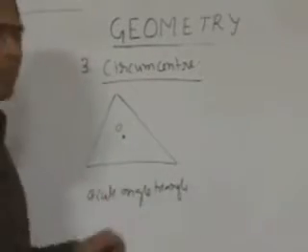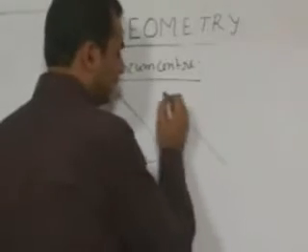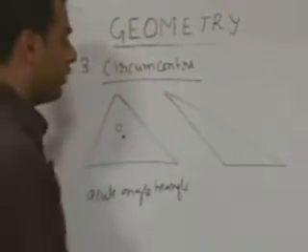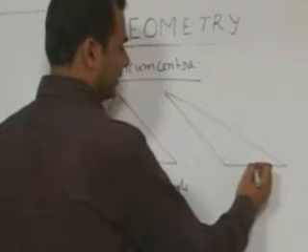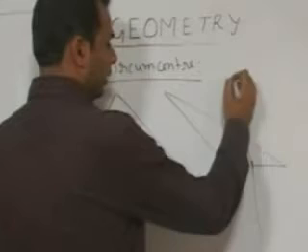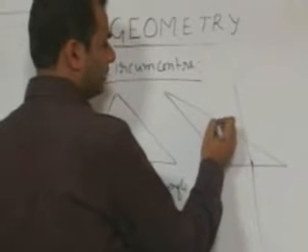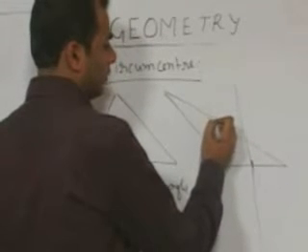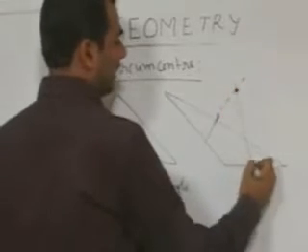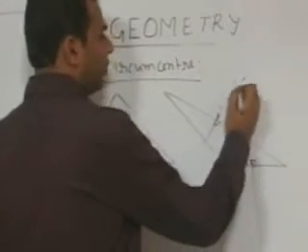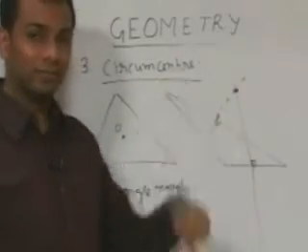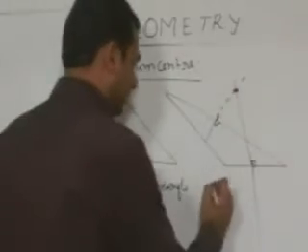In case of obtuse angle triangle, for example, let's say this is the obtuse angle triangle. If I draw the perpendicular bisector for this line, and if I draw the perpendicular bisector for this line, they will meet somewhere at this particular point. This angle is 90 degrees. So, in case of obtuse angle triangle, the circumcenter can lie outside the triangle, and this is the condition for obtuse.